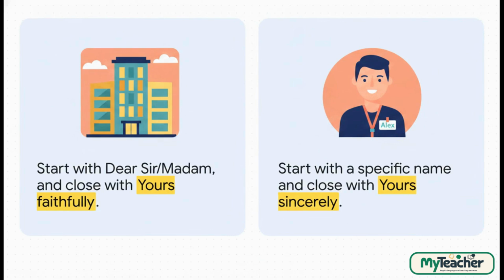But wait, before we finish, we have the golden rules. You definitely need to memorize these for your exams. Our first rule is all about how we close the letter. It's a matching game. If you write Dear Sir or Madam without using a specific name, you must close with yours faithfully. But if you do use a specific name, like Dear Mr. Smith, you have to close with yours sincerely. So just remember, no name means faithfully. A specific name means sincerely.